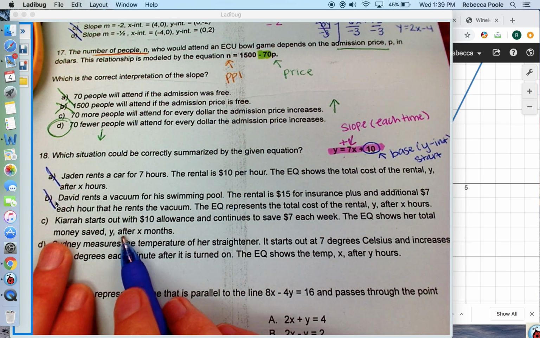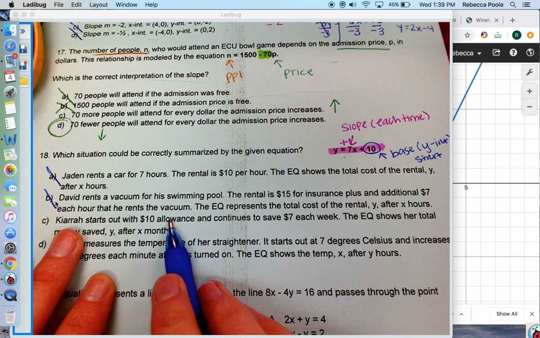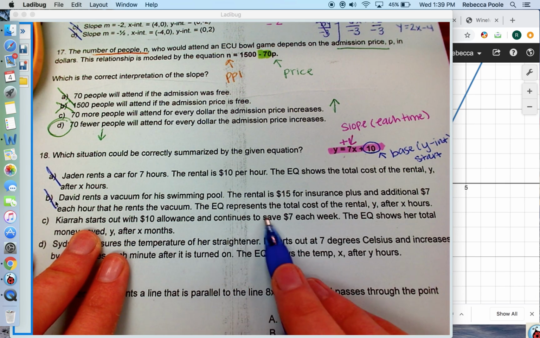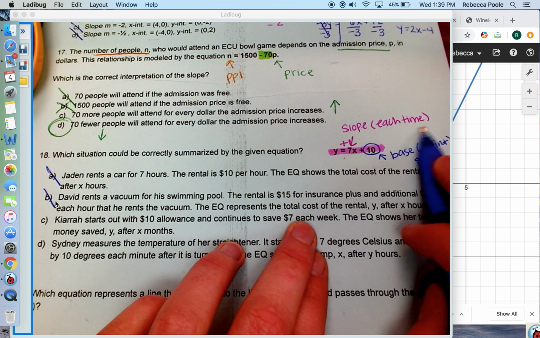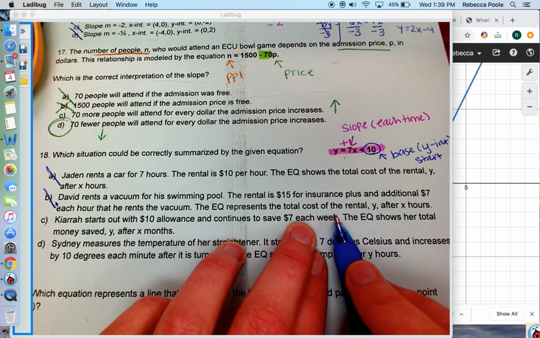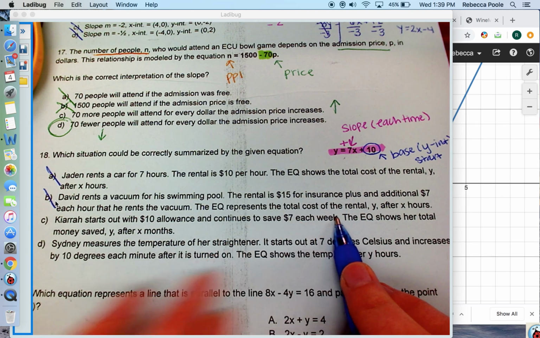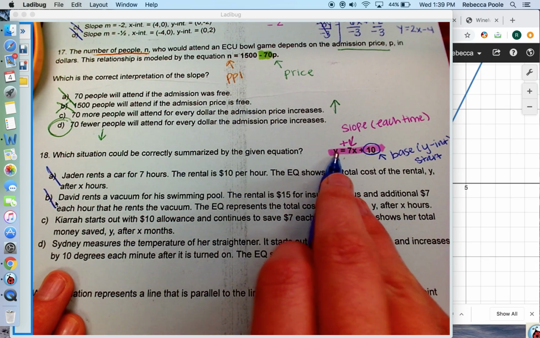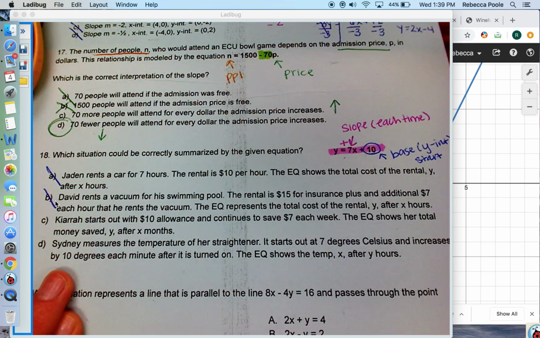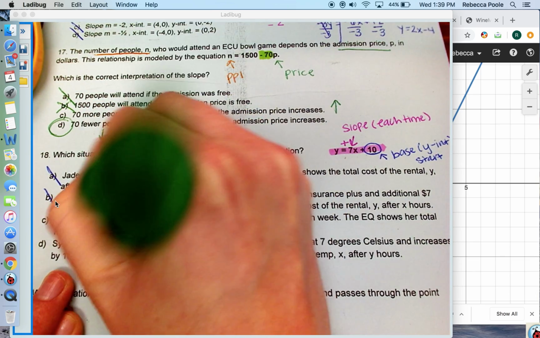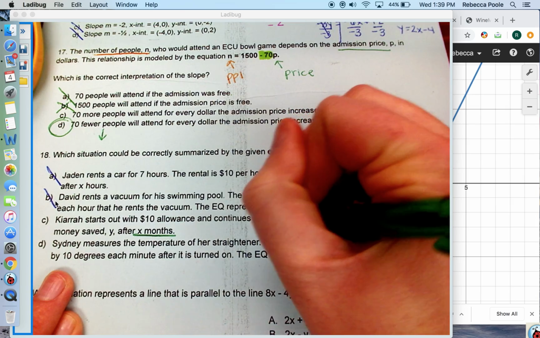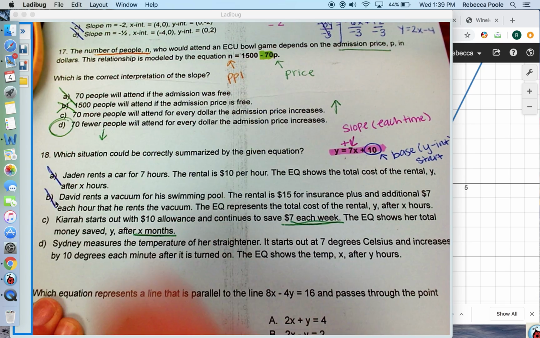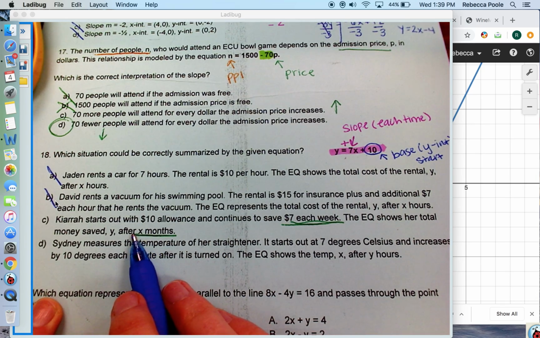All right. Let's look at C. Kiera starts out with $10. Okay, so the start is 10. That matches our equation. That looks good. And continues to save $7 each week. So each time she's saving $7. That matches too. But let's go read this last part. The equation shows her total money saved, Y, which makes sense. But then it says that the X is months. What does this equation say? That it should be $7 each week. So it shouldn't be C either. Uh-oh, we might have found a typo.